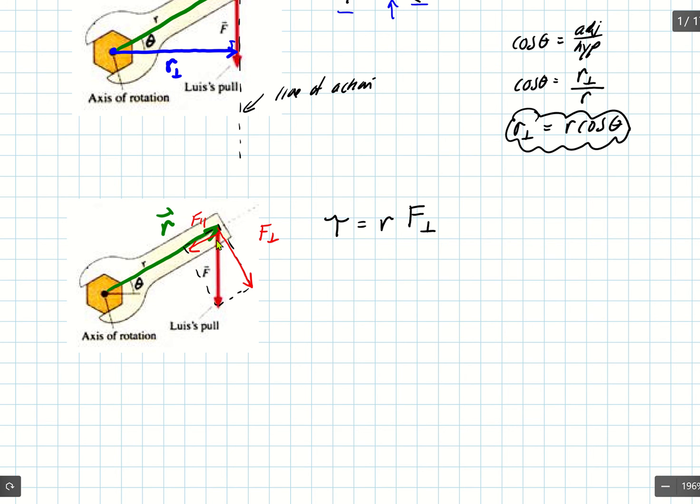Now, I have another angle right here. Sorry, a right triangle. So I need to know that angle.